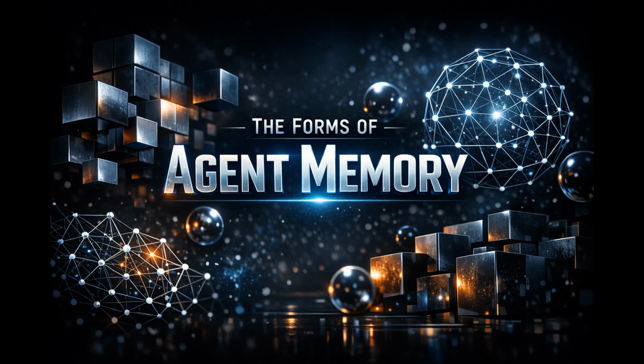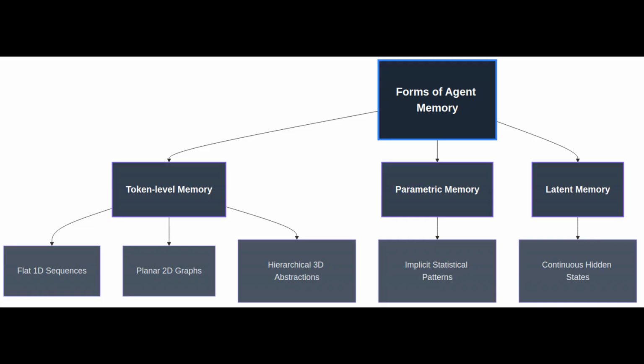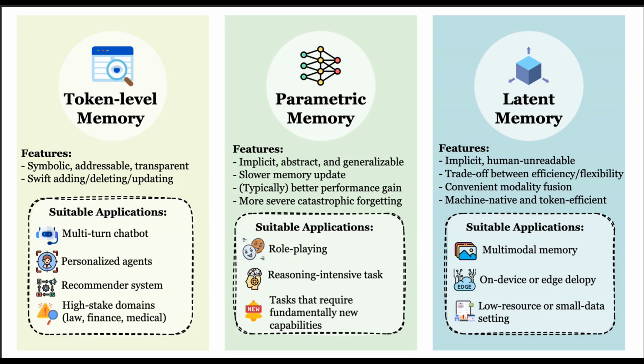In practice, agent memory shows up in three major forms: token-level memory, parametric memory, and latent memory. Each form has a different trade-off in transparency, editability, cost, and generalization. First, token-level memory. This is the most common form in real systems. It stores memory as explicit, discrete units that you can inspect and edit. Text notes, dialogue snippets, extracted facts, tool outputs, even visual tokens.